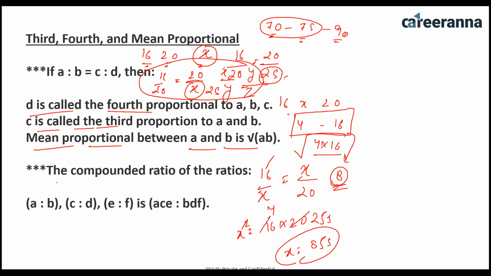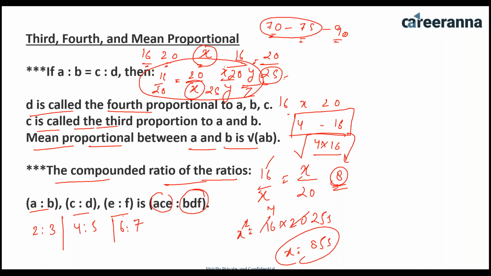Yes. So what is compounded ratio of the ratios? It is very easy. So if there are certain numbers, A is to B, C is to D, E is to F, the compounded ratio will be ACE to BDF. How can I do this? 2 is to 3 is a number. So there is a ratio 2 is to 3, and there is another ratio 4 is to 5, 6 is to 7.